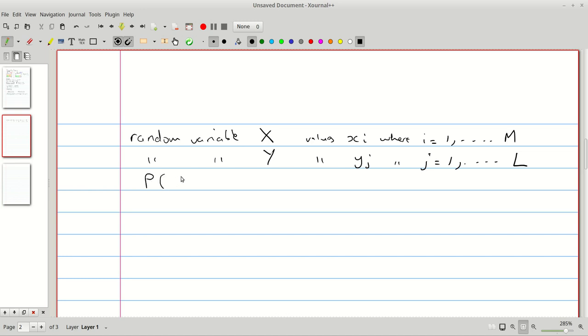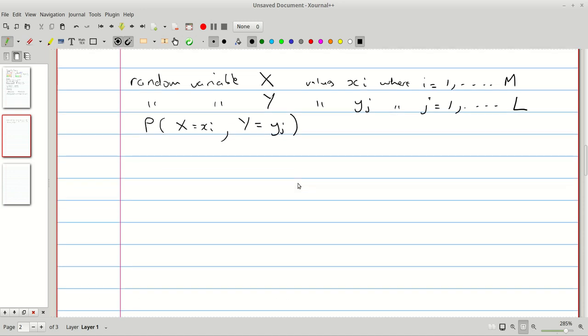The probability that x will take some value xi, and y will take some value yj. So they're asking for this joint probability. So you think to yourself, okay, how do you actually compute this? So let's have some kind of diagram here that's going to help us better express what we're trying to do.